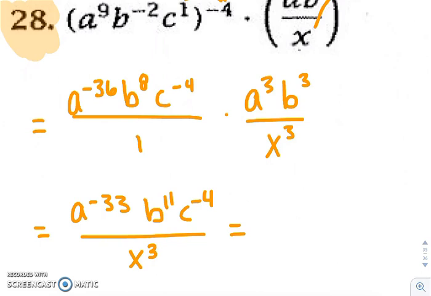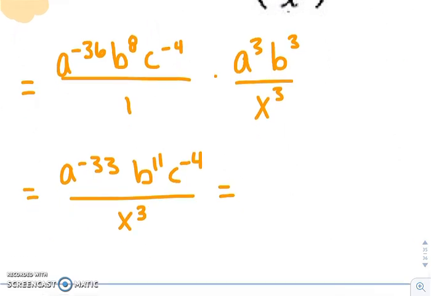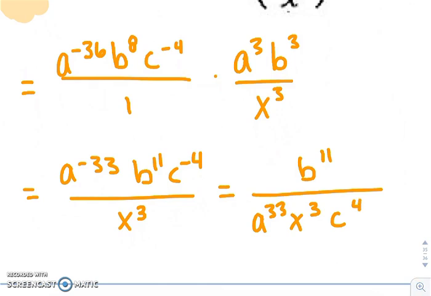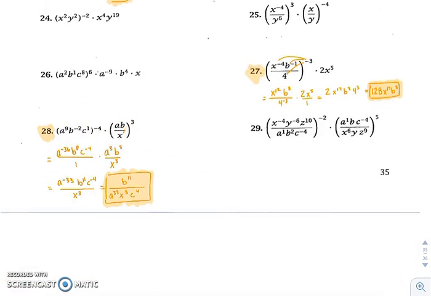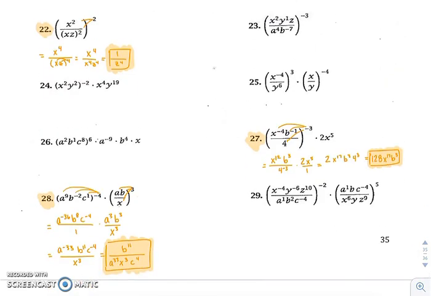So when you get this single fraction, the last thing you want to do is just double check: do you have any negative exponents that need moved? We've already combined the like terms, but a and c are negative. So the only thing on the top that's staying is b to the 11th. a is getting moved, x cubed is already down there, and then c now to the positive 4th. The reason you move that variable is because then it will have a positive exponent. It's really just the inverse operation and it becomes a positive exponent. So go ahead and try the rest.